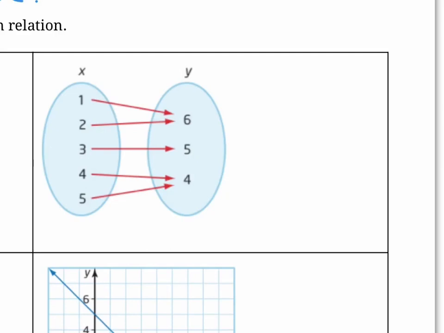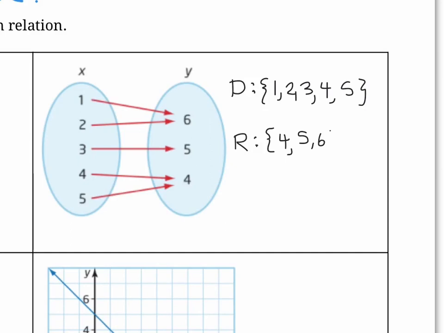So to list what's in the domain, we're going to start with a D, and then we're going to do a squiggly bracket, and we're just going to list out everything that x can be, which in this case is 1, 2, 3, 4, 5. Done. And how about the range? Well, in the range is only 4, 5, and 6. And it's literally that easy.